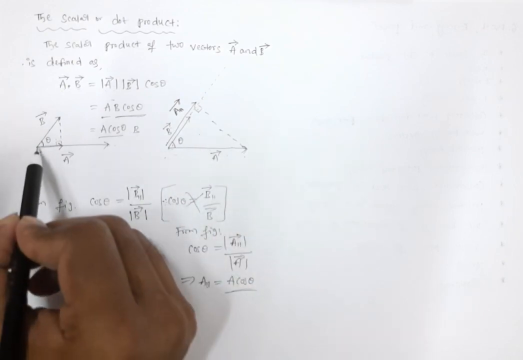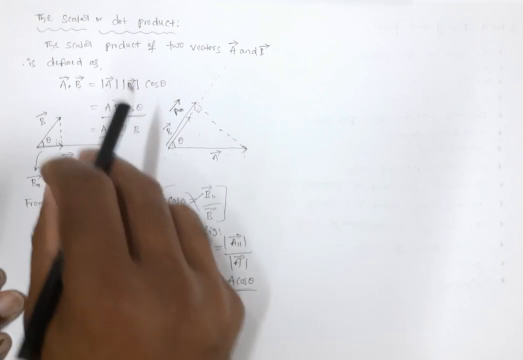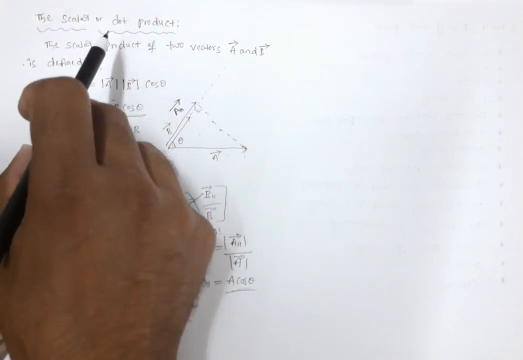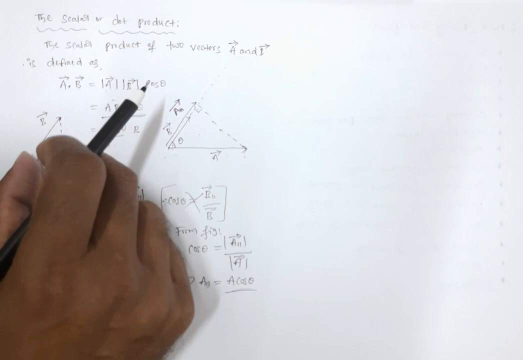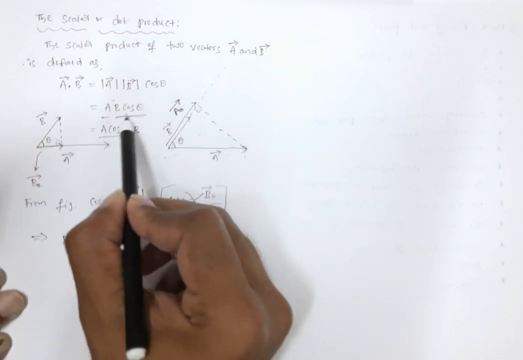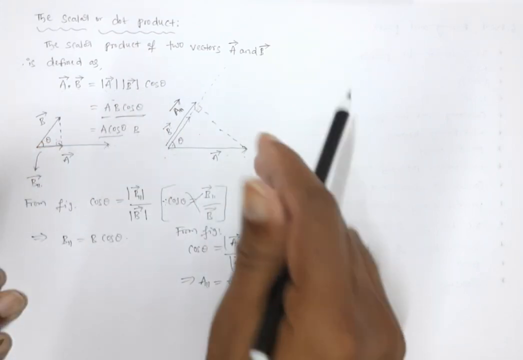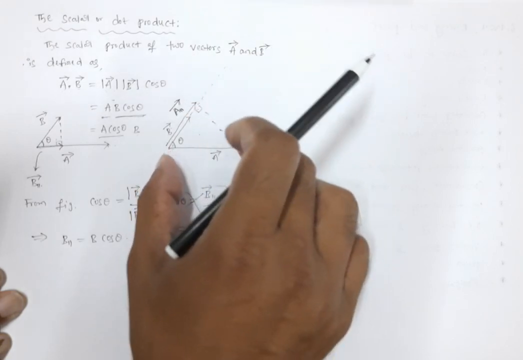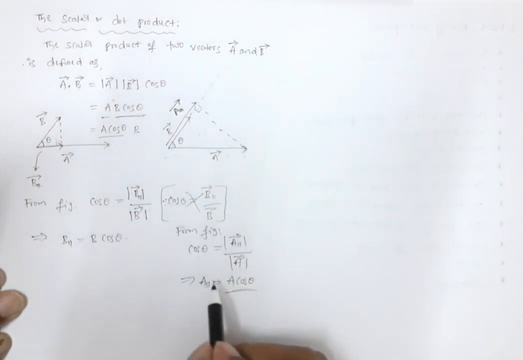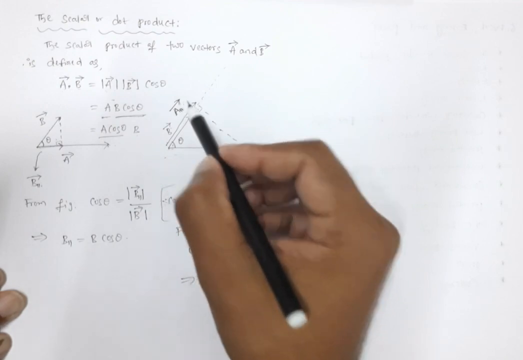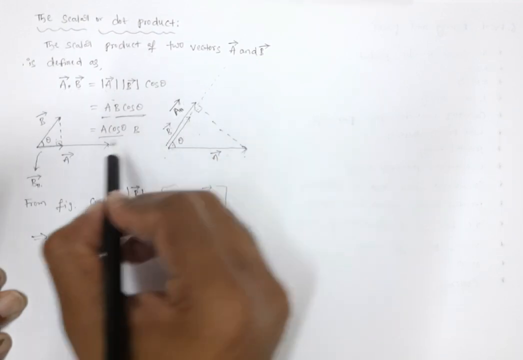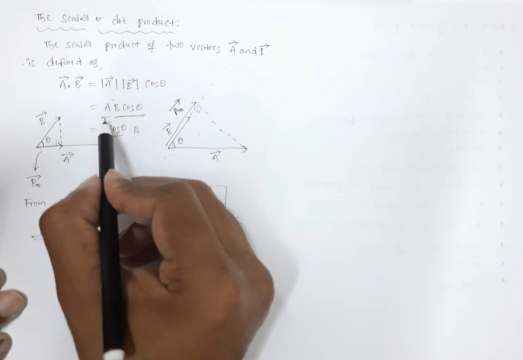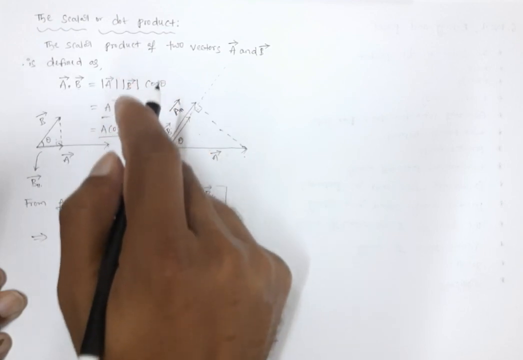That is, take A bar, the total vector, into the parallel component of B bar with respect to A bar. That means A into B cos theta we will get. Or, take the actual vector B bar and the parallel component of A bar with respect to A bar. So in this case, what do we get? The parallel component of A vector, A cos theta, and B, A cos theta into B. So these two are the same.